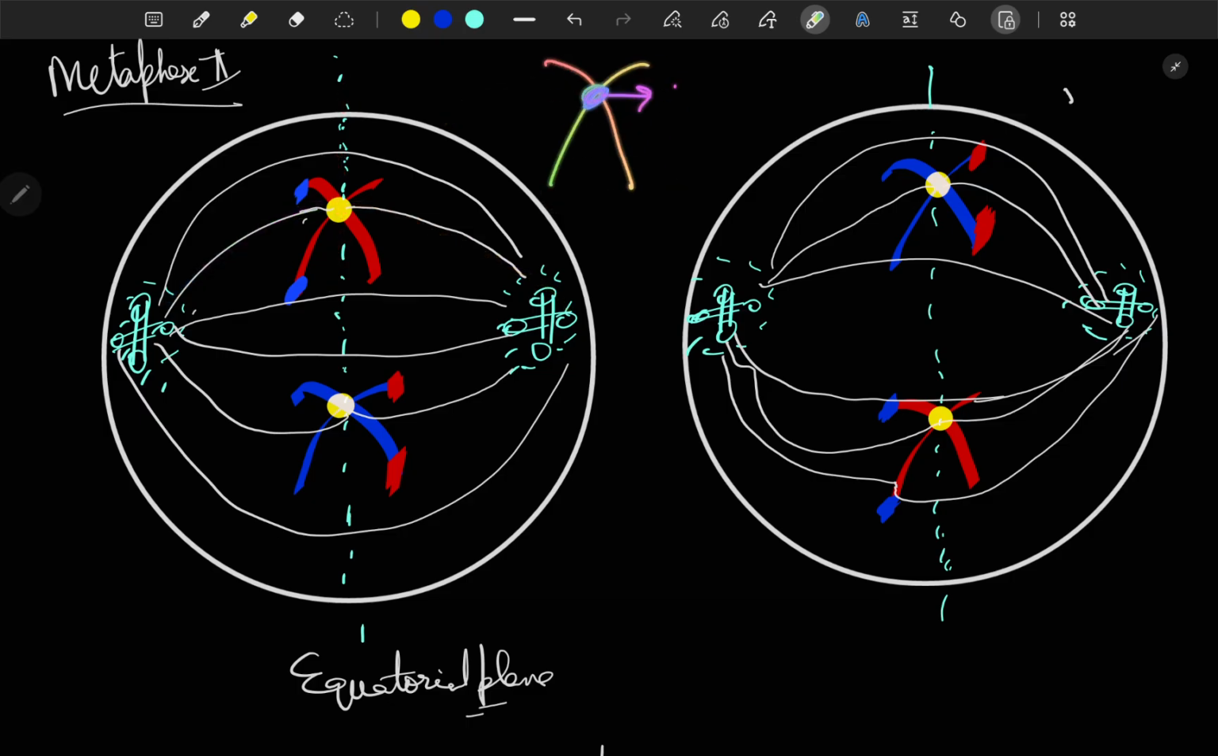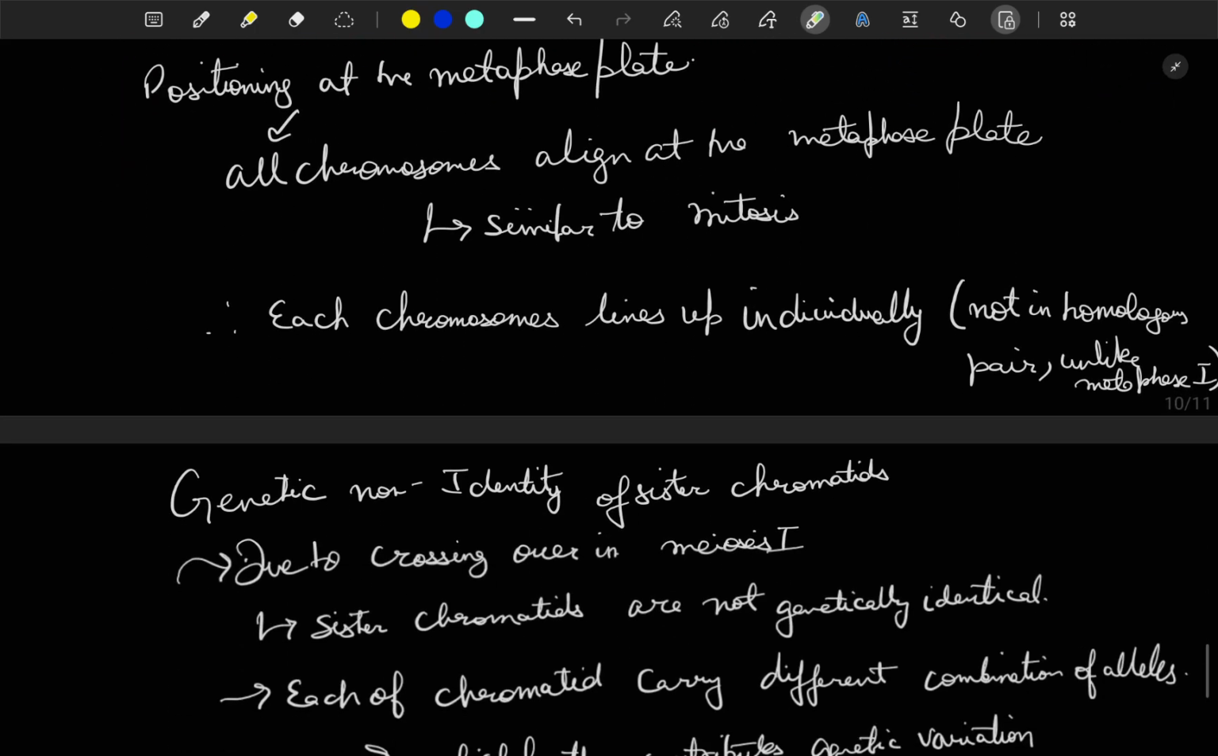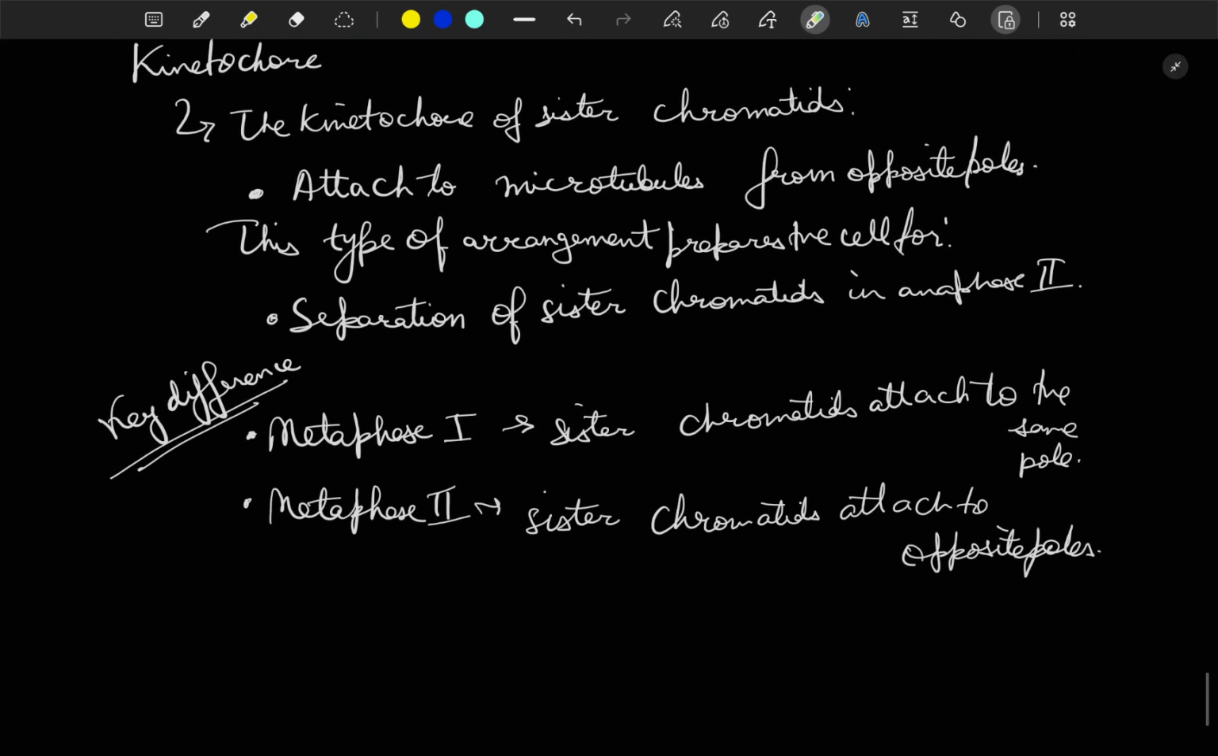Now they are attached at the centromere, and they will get detached from it. This is different from metaphase 1, because during that time the sister chromatids were attached to the same pole, but in metaphase 2 they are attached to different poles. This leads to the separation of sister chromatids, which we can see in anaphase 2. I've written this for you also.